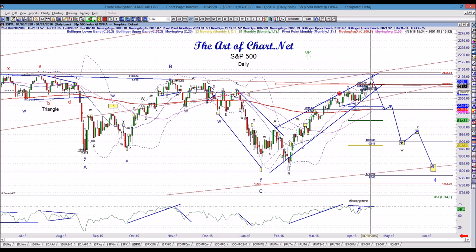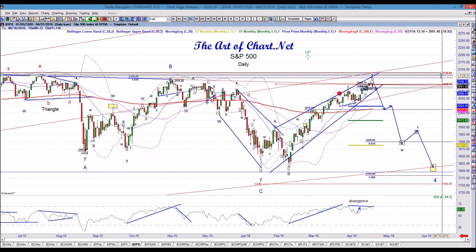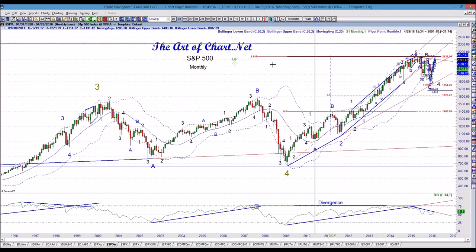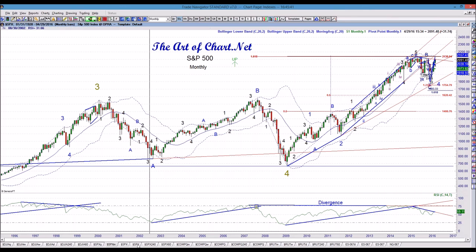Okay, and by the way, I'd be using a big stop. I'd be using a stop above 2138. Why? Because 2138, as I showed you on the monthly chart, is a ceiling. So I feel very comfortable trading this long term.